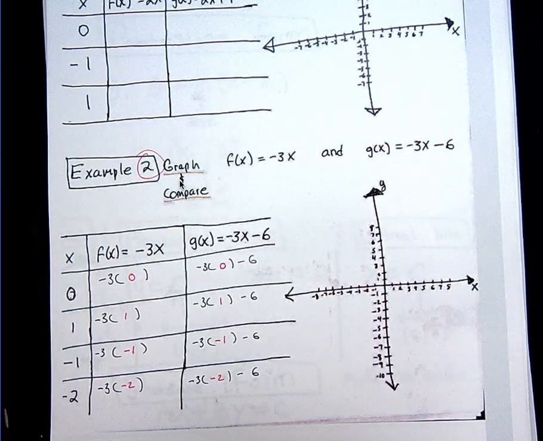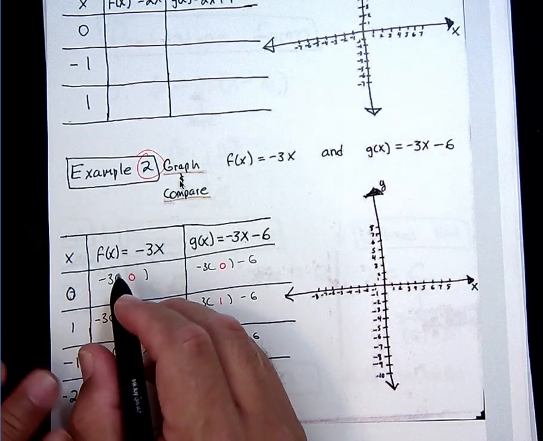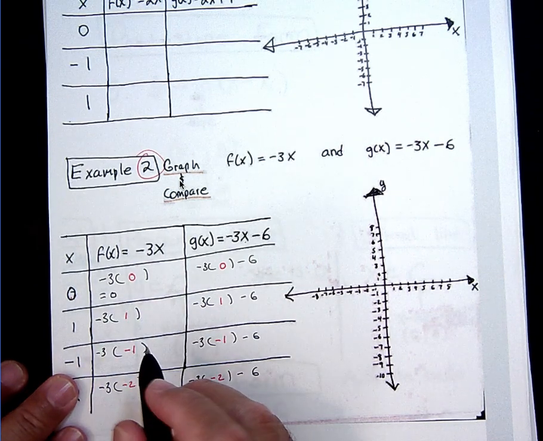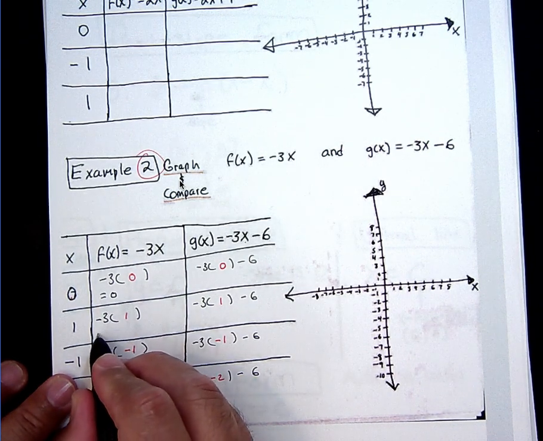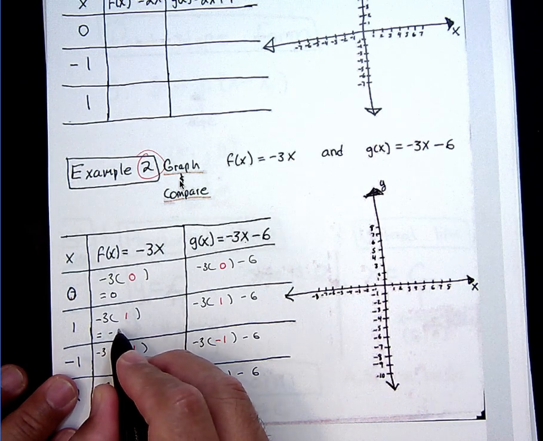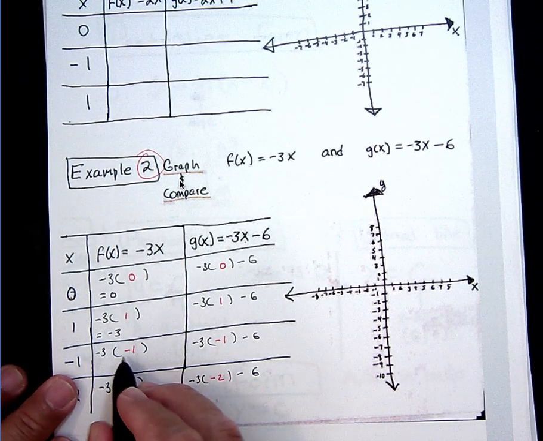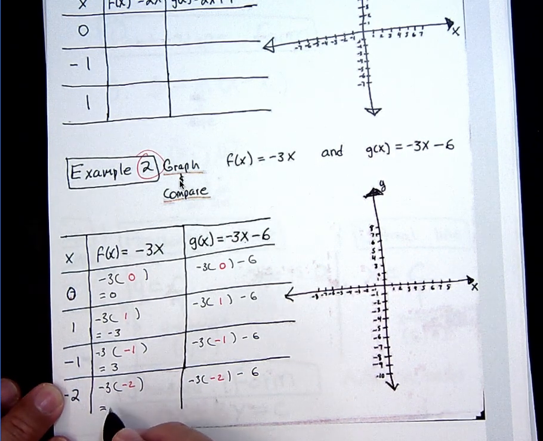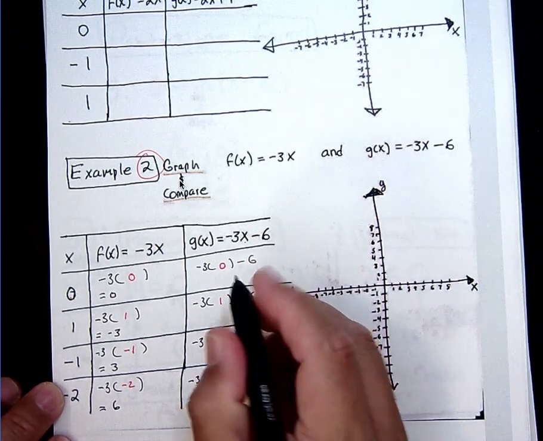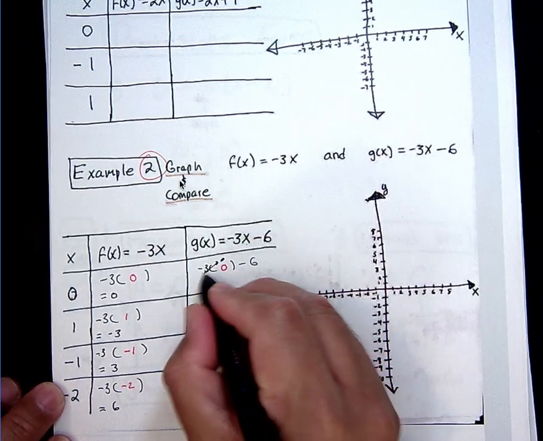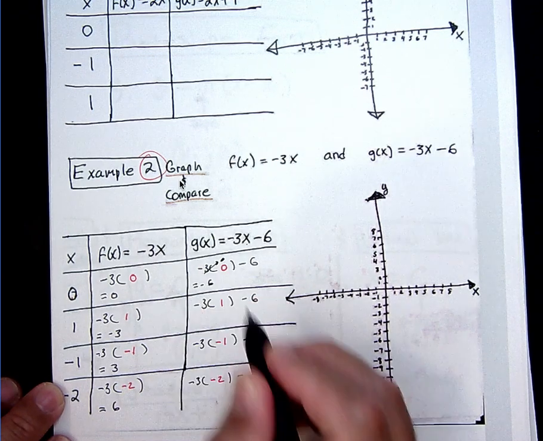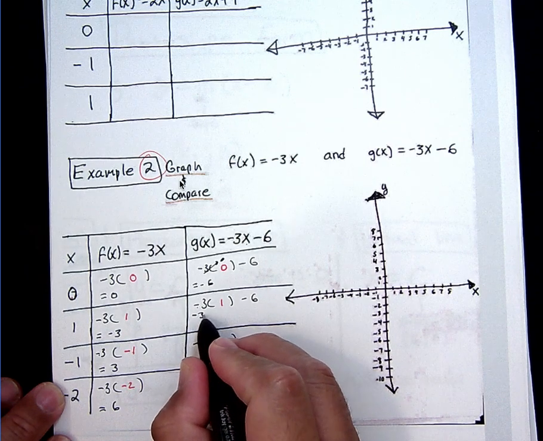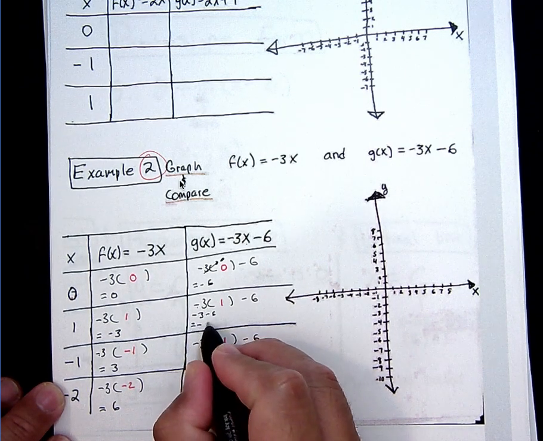Okay, once you have that, let's solve for the first one. So obviously 3 times 0 is 0. This one would be -3. This one would be both negative, so +3, and that one would be +6. In this case, that becomes 0, so you get -6. So that's -3 times 1, -3 minus 6 gives you -9.